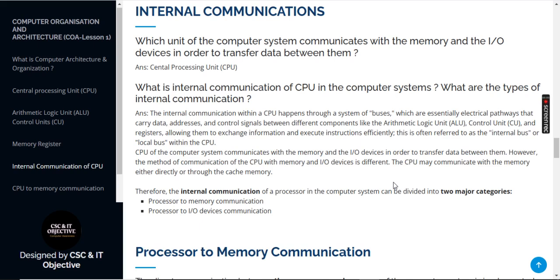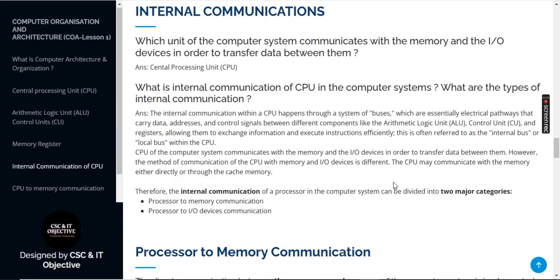Internal communications of the CPU. First question: which unit of the computer system communicates with the memory and the I/O devices in order to transfer data between them? Answer: the Central Processing Unit, or CPU.